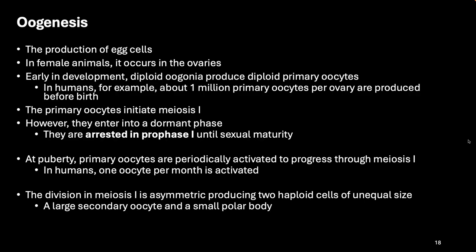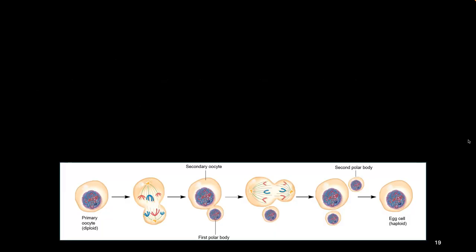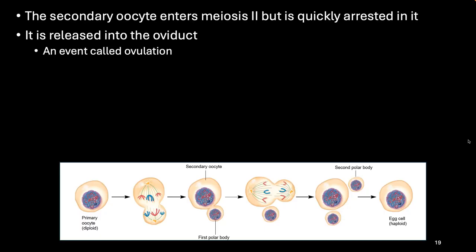However, the process is a bit different here than spermatogenesis. During the first division, the cells split asymmetrically, and only one oocyte moves on to meiosis 2. The other is a polar body which goes no further. The oocyte is then stopped in meiosis 2 and is released from the oviduct in the ovary.